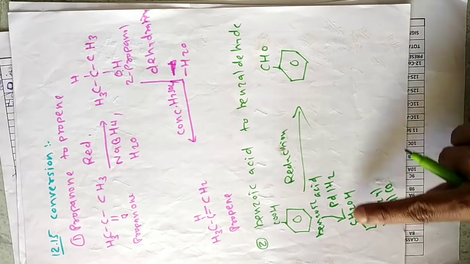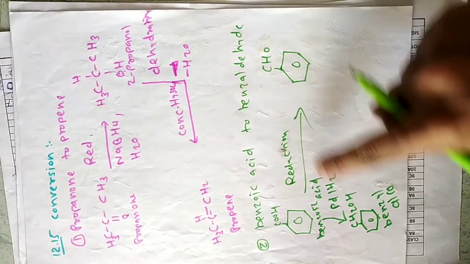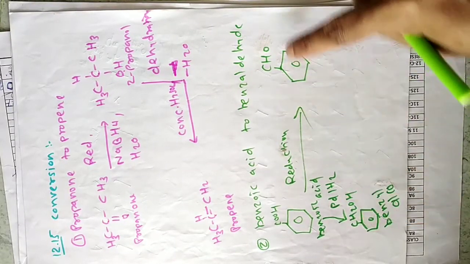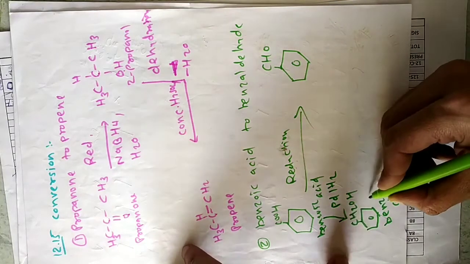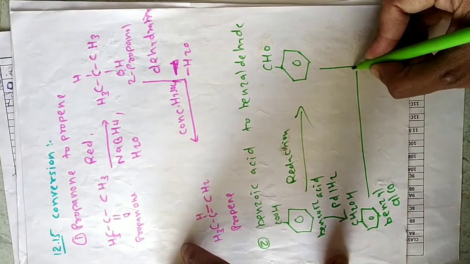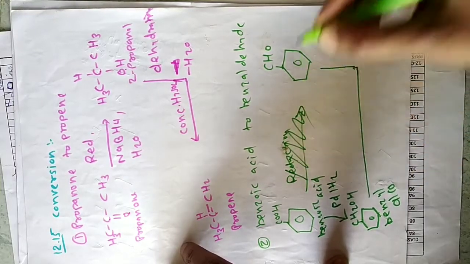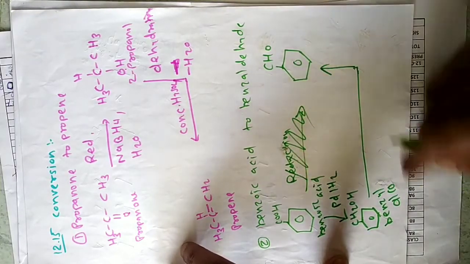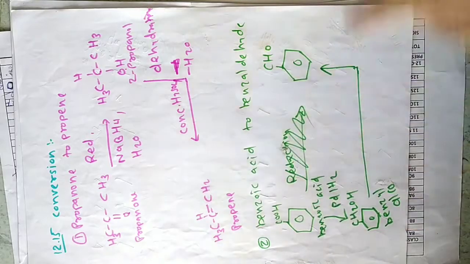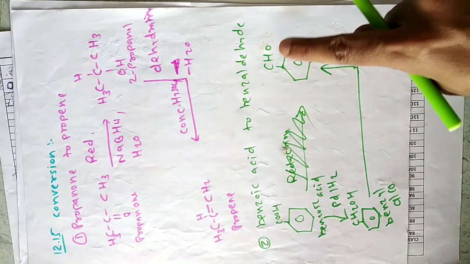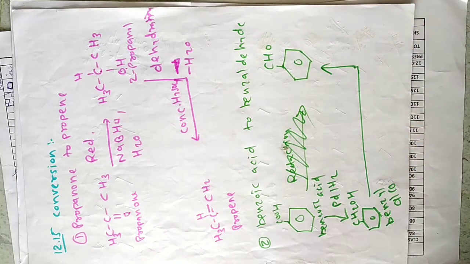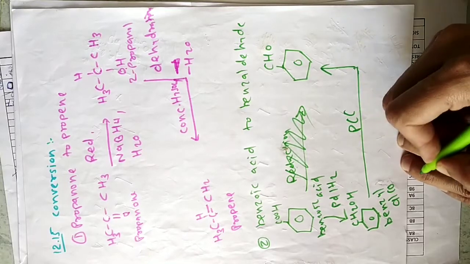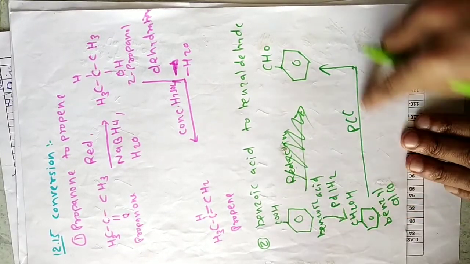Now you can see the difference between these two. We have to remove hydrogen. Removal of hydrogen means an oxidation reaction. Now to make CHO from alcohol, this one is our 1 degree alcohol and we are going to convert that into a CHO aldehyde group. We need a mild oxidizing agent, that is PCC. Okay, so this one is your conversion.